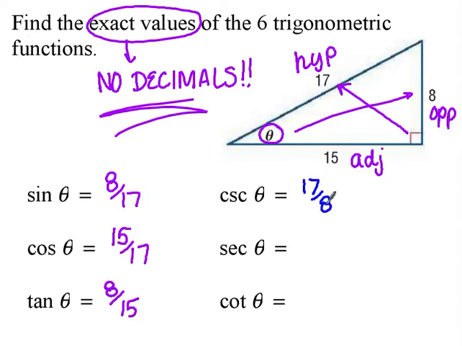17/8. What will secant be? 17 over 15. What will cotangent be? 15 over 8. So the only one you have to find are the first three. The other three you just flip them. Questions? Think you can handle that?